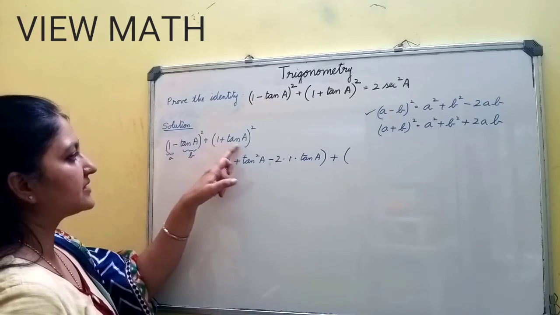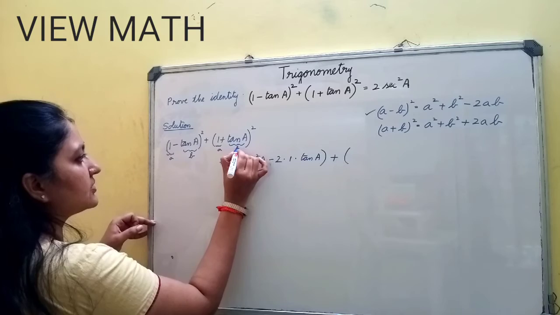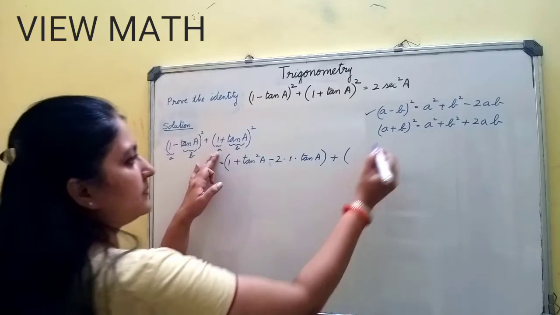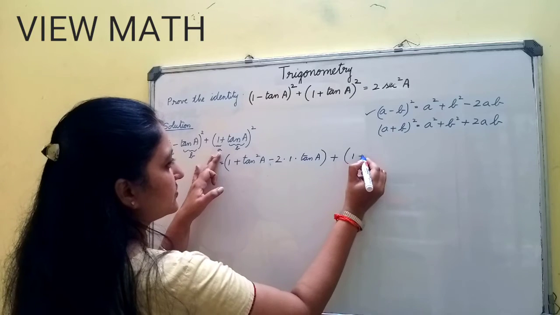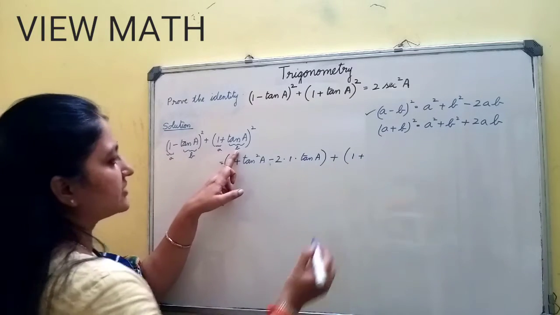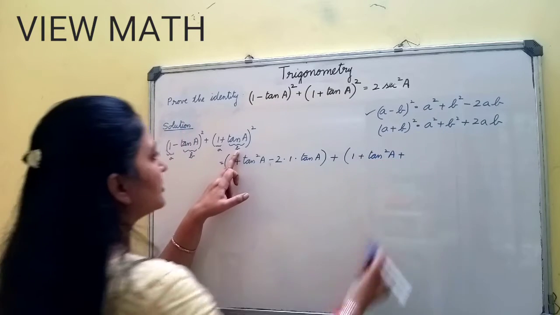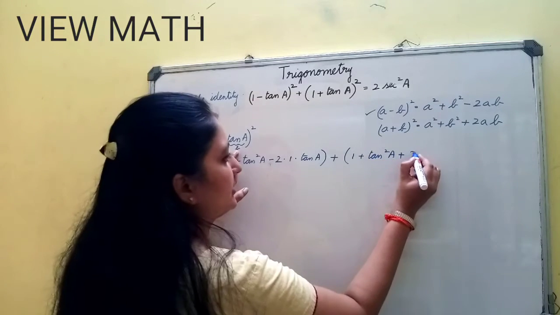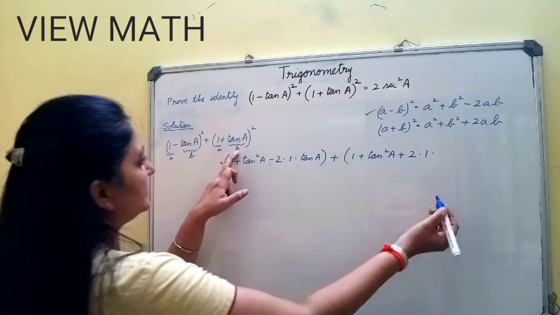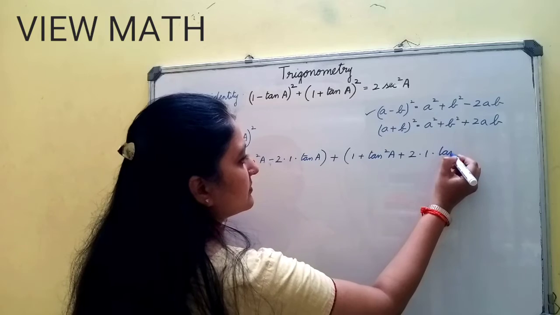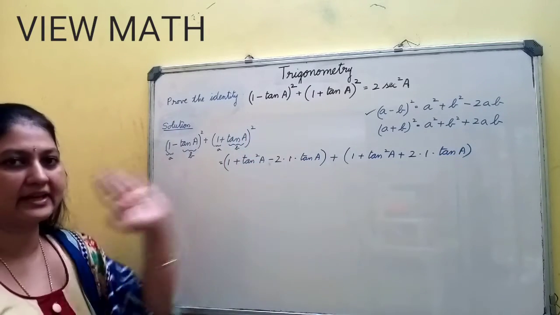Now here the A plus B formula. Now A is 1 and B is tan A. Now A plus B the whole square formula I am going to use. A square, 1 square is 1, plus B square, so it is tan square A, plus 2AB. 2 into A is 1 into B. B is tan A. Okay. So I have used the formula and expanded.